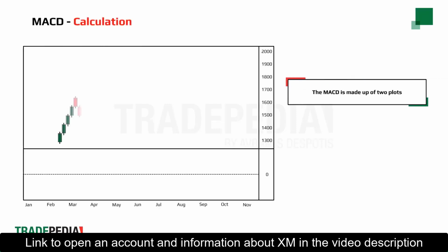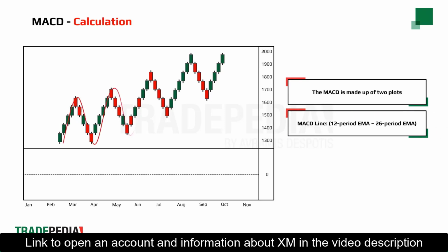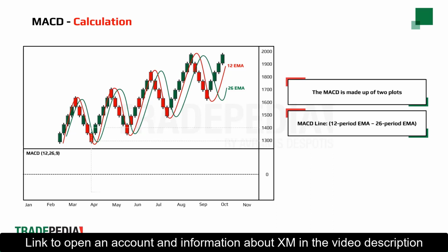The MACD is made up of 2 plots that are calculated as follows. The MACD line, which is the difference between the 12-period EMA and the 26-period EMA. When the 12-period EMA is below the 26-period EMA, and the difference between them is 100, the MACD will be at negative 100. When the 12 is crossing above the 26 EMA, the MACD will be crossing the 0 line from negative to positive territory. And when the 12 is above the 26 and the difference in price is 100, the MACD will be at positive 100.